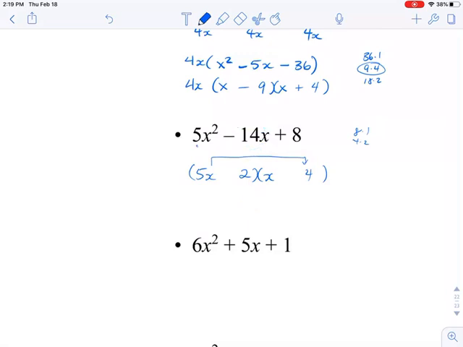So let's reverse those two. So let's put 4 there and 2 there. So 5 times 2, our outer product is 10x, and our inner product's 4x. Well, most definitely I can get to 14 using 10 and 4. However, they both have to be negative. So I'm good there.